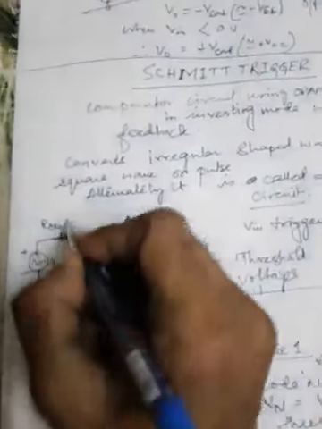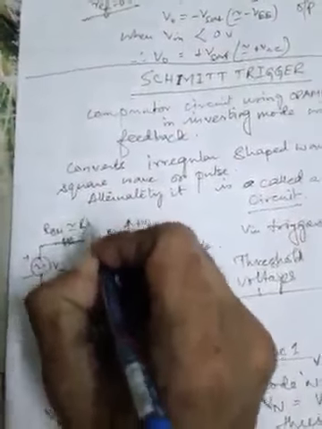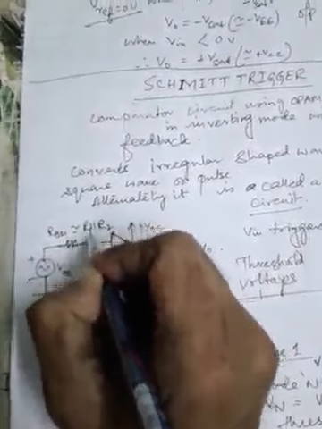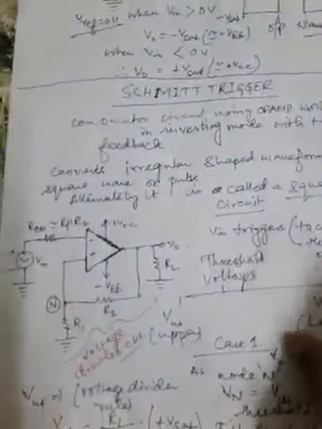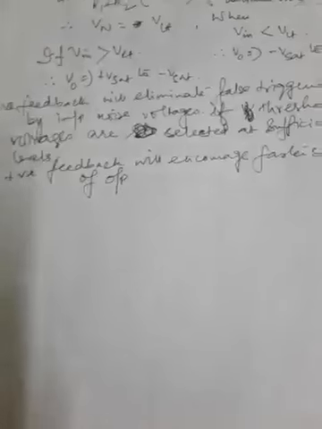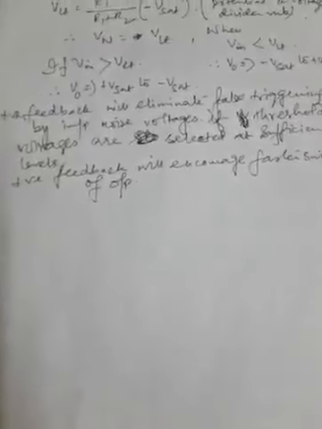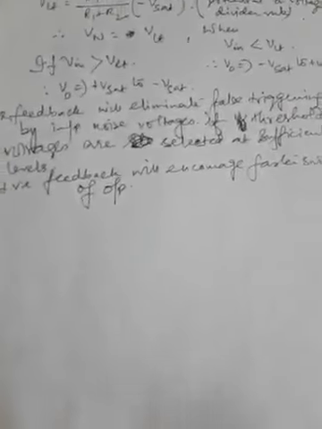And in this diagram, there is a resistance ROM to be used, which is approximately equal to R1 parallel R2, which is called offset minimizing resistance, used for minimizing the offset levels. Now let us draw the waveform for the output of this Schmitt trigger circuit.